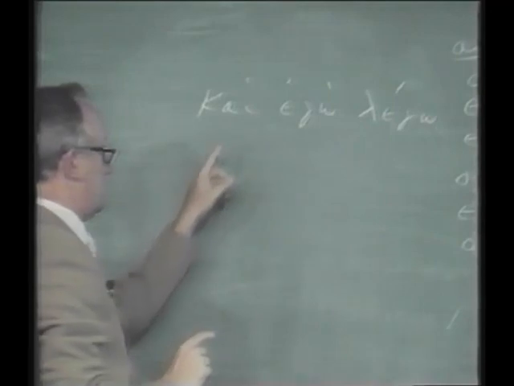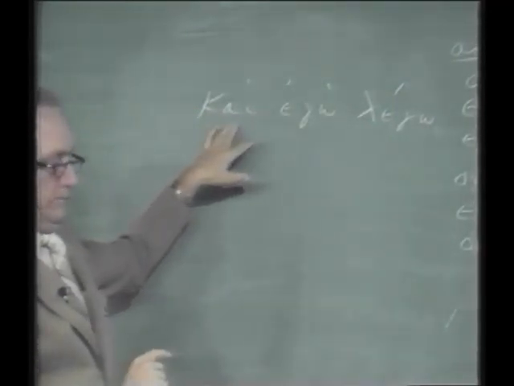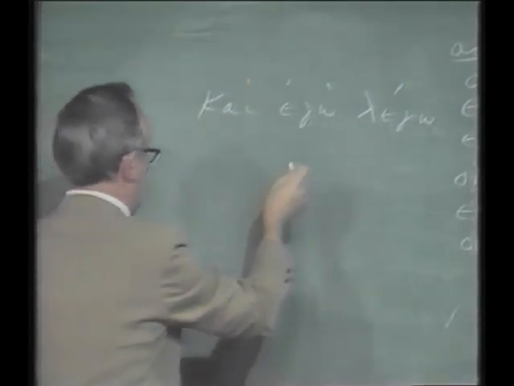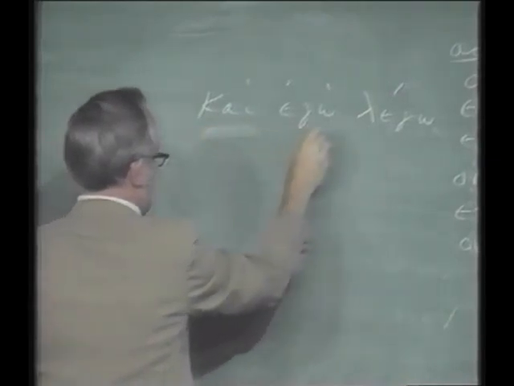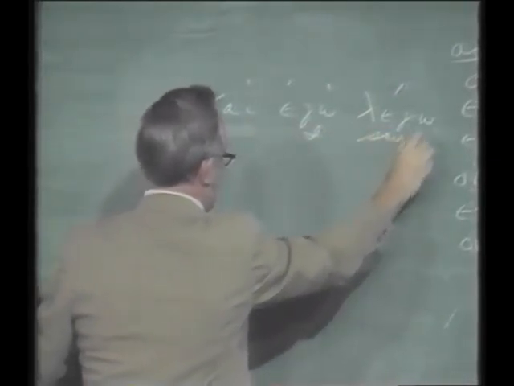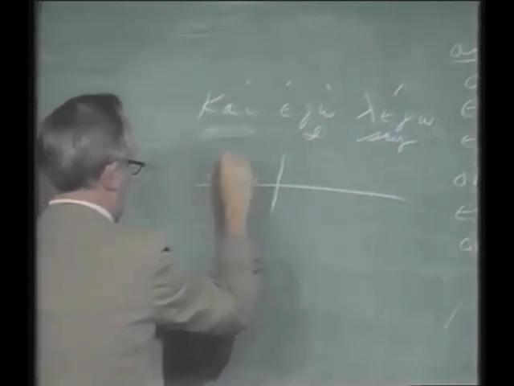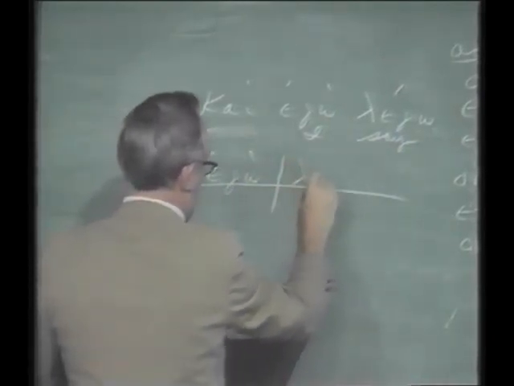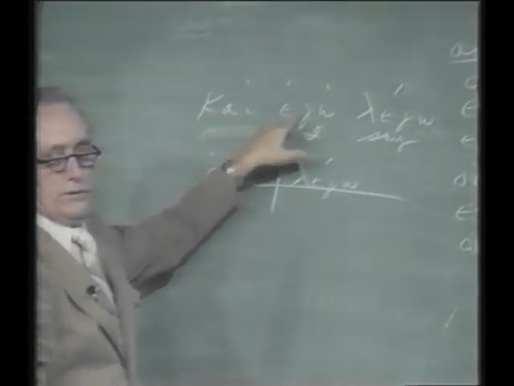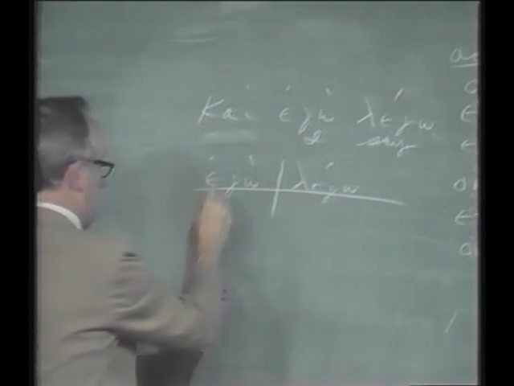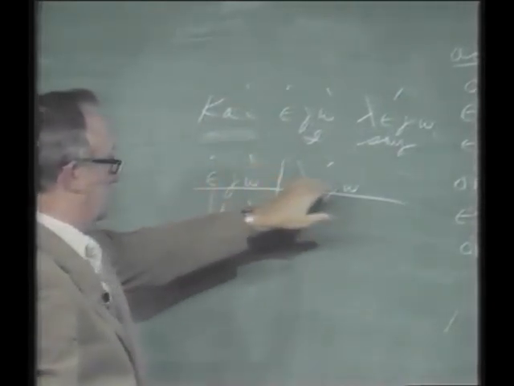Now, you can translate this kai either by also or even. And what he said is, if you translate it, this is the and, or we'll just use I say, okay? The diagram would be ego, lego. And what did we say about the diagramming of that? It goes before the word with which it's logically connected and is diagrammed under that word. So it would be kai, ego, lego.